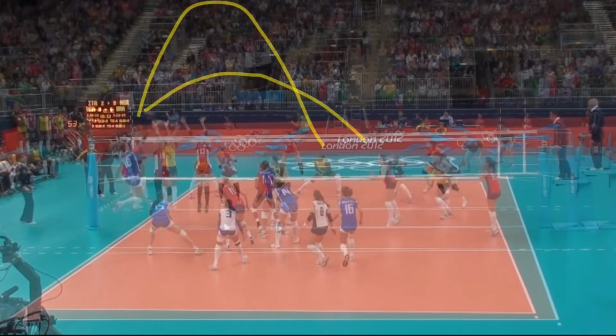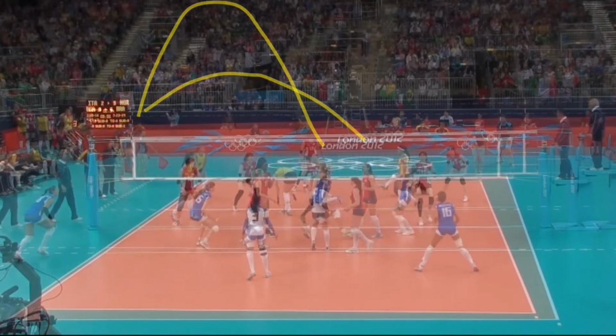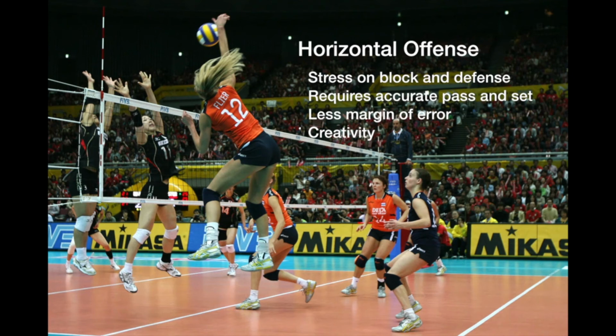And here's the two tempos kind of overlaid with each other. You can see the difference. For the horizontal offense, you can see the stresses on the block and the defense requires accurate passing and setting. There's less margin of error, but it also facilitates a lot of creativity into your offensive system.